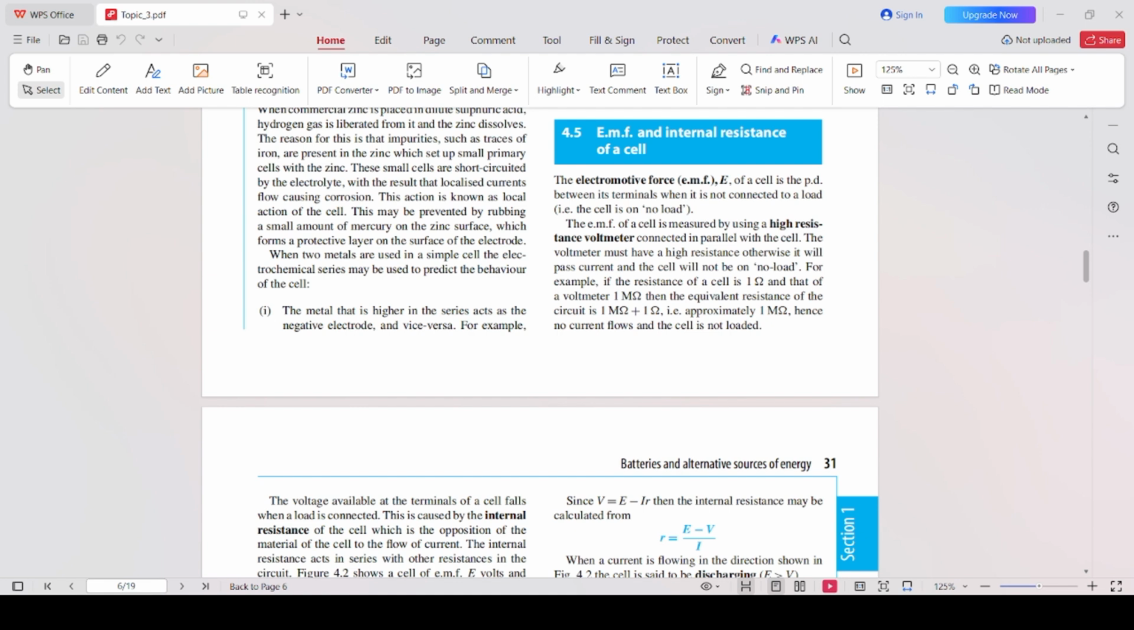So it's not loaded because the voltage equals the EMF, minus the Ir, where Ir is the current multiplied by the internal resistance. Then the internal resistance may be calculated from r equals the electromotive force minus the voltage, divided by the current.